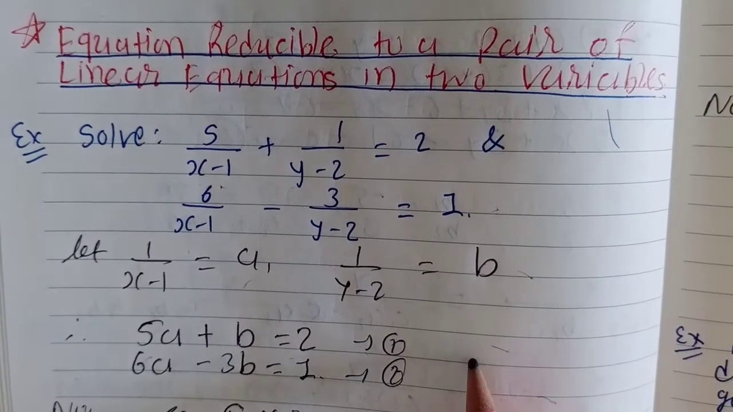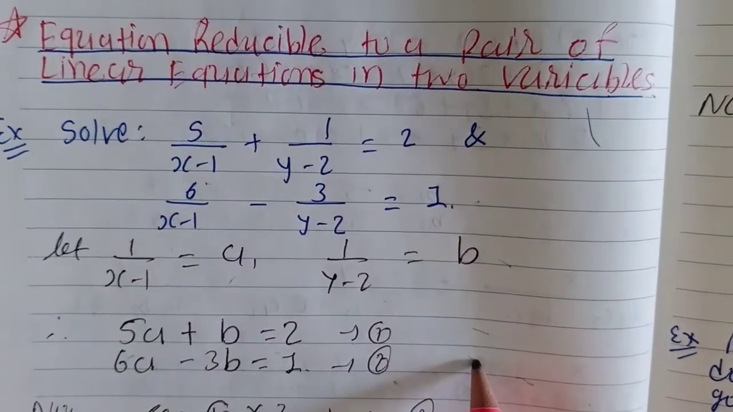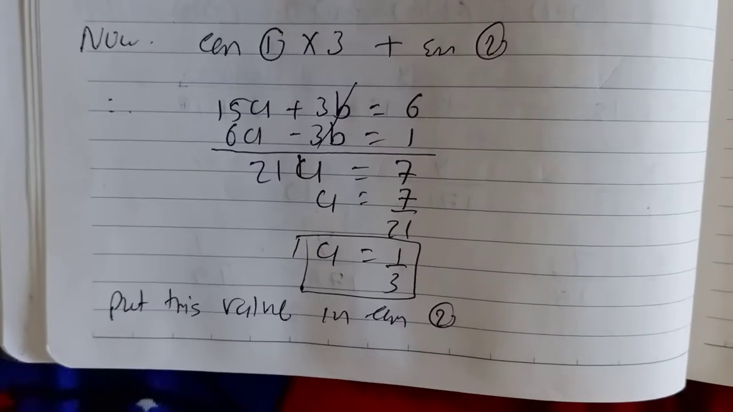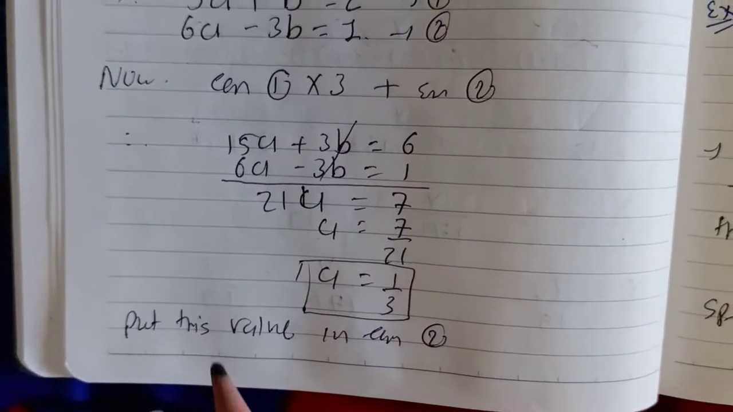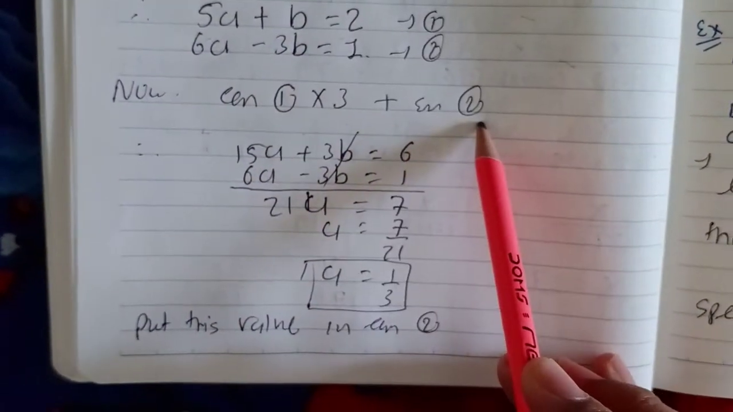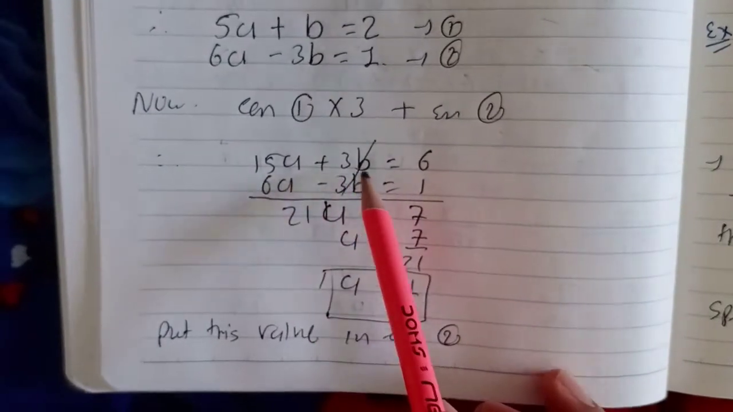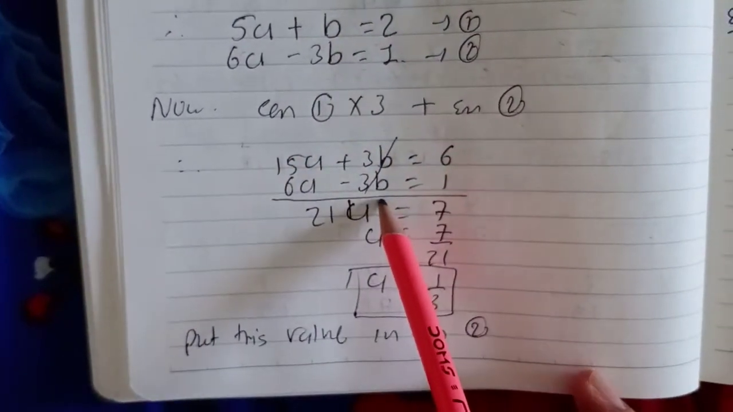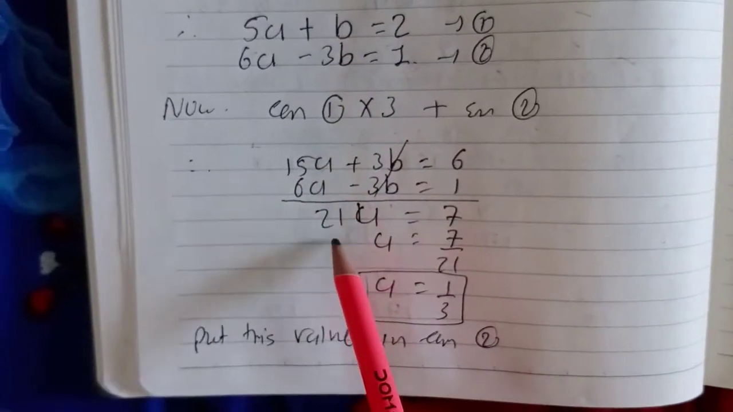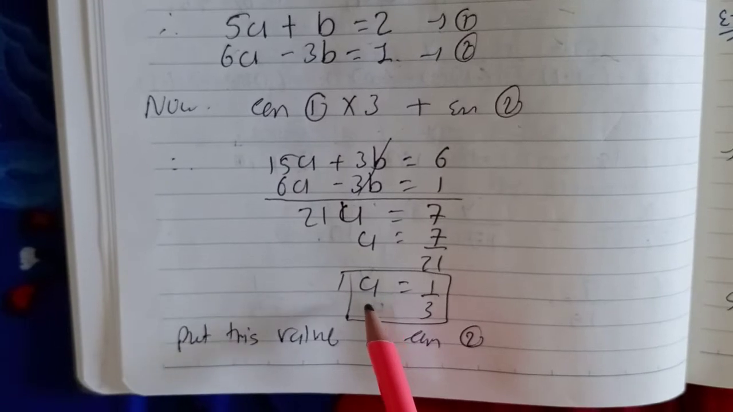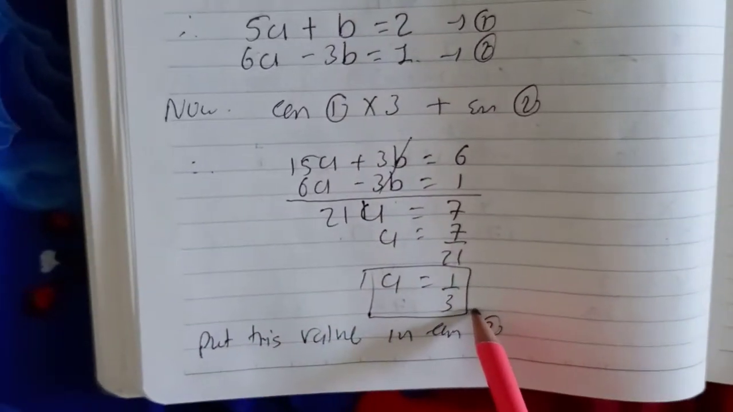Here we use the elimination method and we eliminate b. So if we want to eliminate b, we have to multiply equation 1 by 3 and add it to equation number 2. So 15a plus 3b is equal to 6, and 6a minus 3b is equal to 1. The 3b cancels out. 15a plus 6a is 21a, 6 plus 1 is 7. So we get the value of a, which is equal to 1 upon 3.